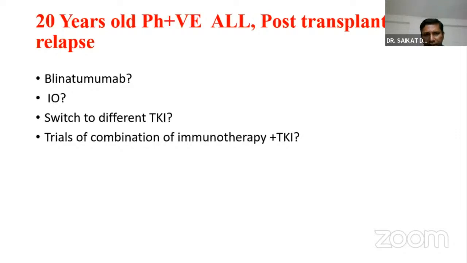Now, these were the Ph negative B cell. If the patient is Ph positive, like this patient, a 20-year-old patient with Ph positive ALL post-transplant relapse, these cases cannot be managed with conventional chemotherapy because they don't respond to it. So what can we use for this? Blinatumomab, inotuzumab, or maybe some different TKI like ponatinib.